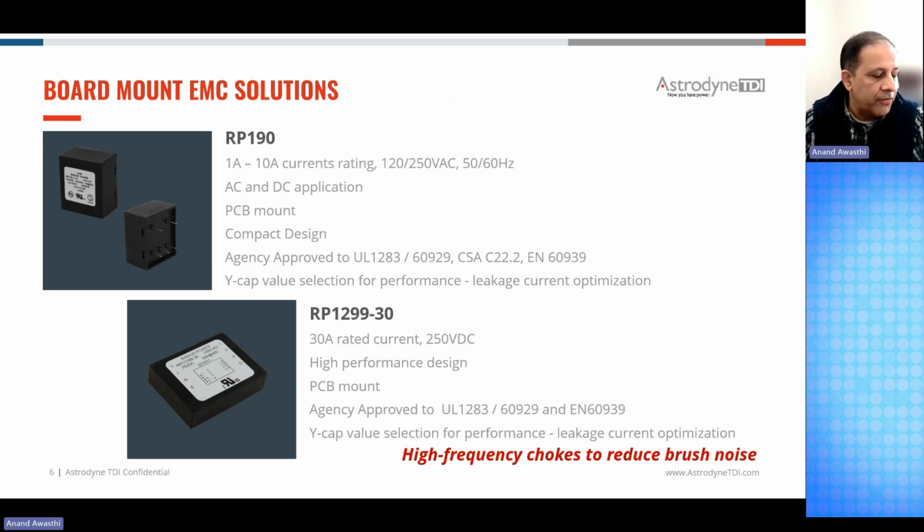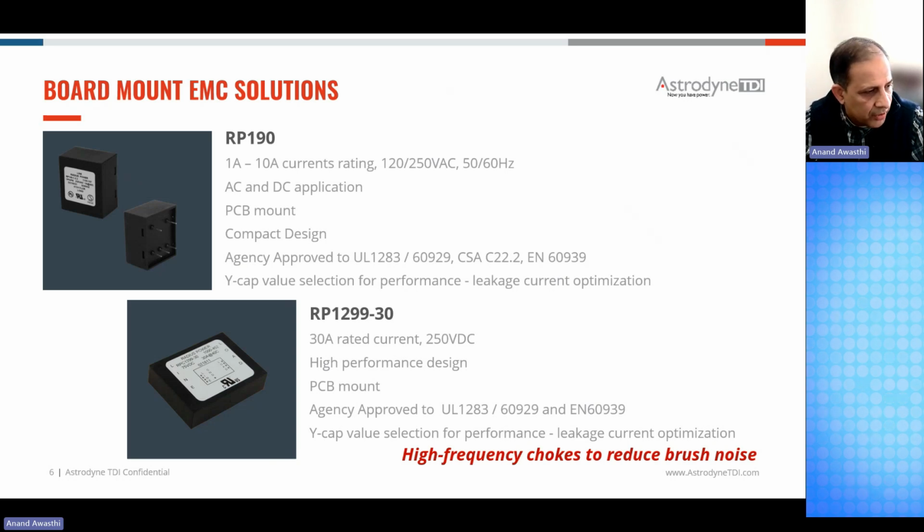They have been designed to give very good insertion loss performance. We try to put in as many component values as possible given the package, so that we can get the maximum possible insertion loss in the given form factor. These are pretty compact designs, and this product is fully agency approved.